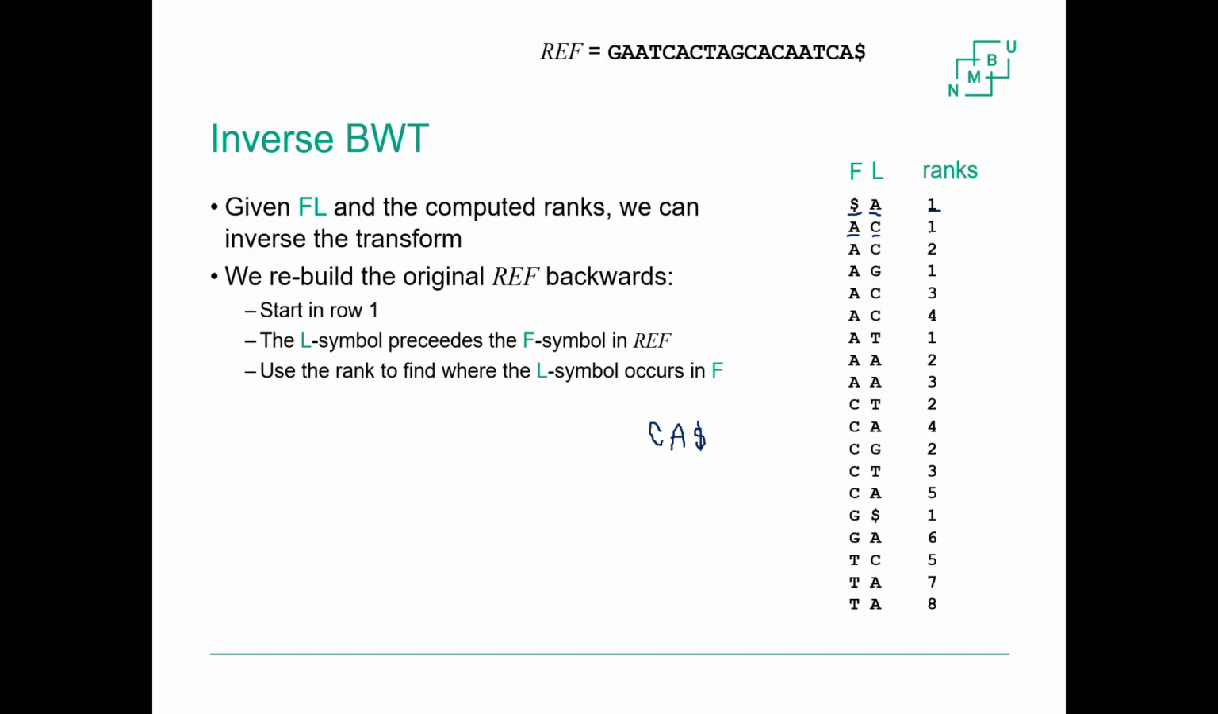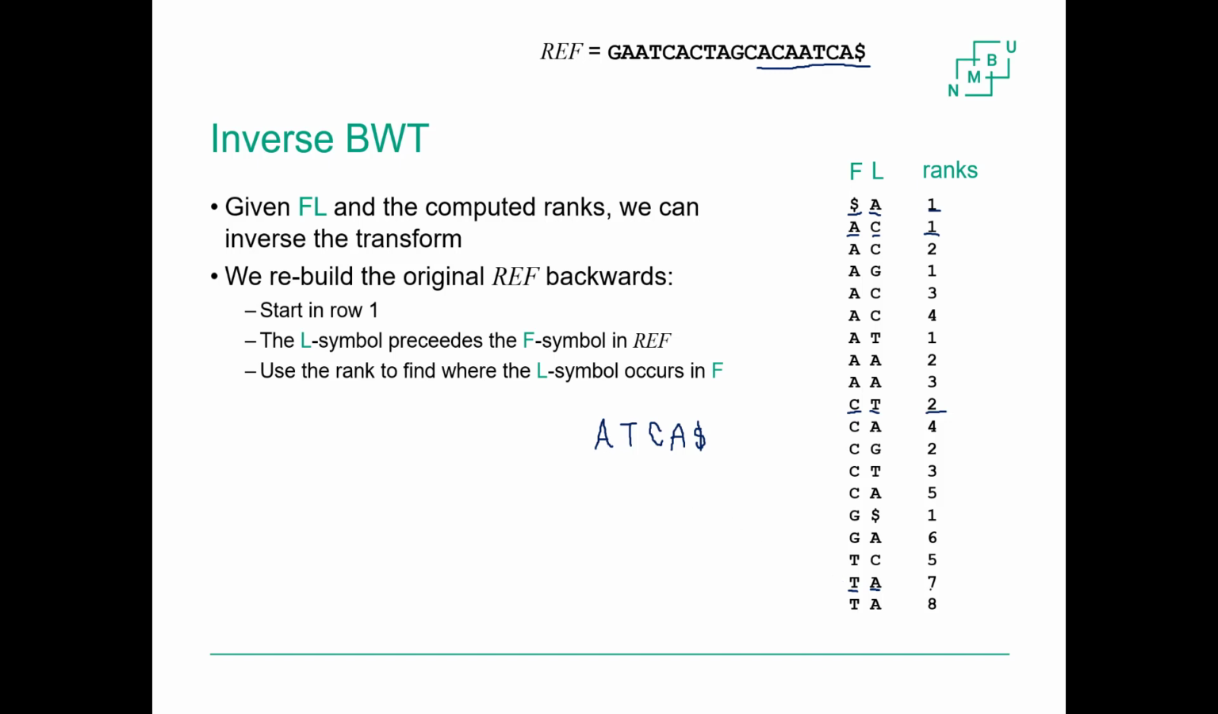And this is C number 1. So we go back to the F column and look up C number 1. Here it is. This is preceded by a T. And this T has rank number 2. And then we go into the F column again and look up T number 2. There it is. This is preceded by an A. Can you see now that this turns out to be exactly the reference? We build it backwards. And then we can go on like this, right?